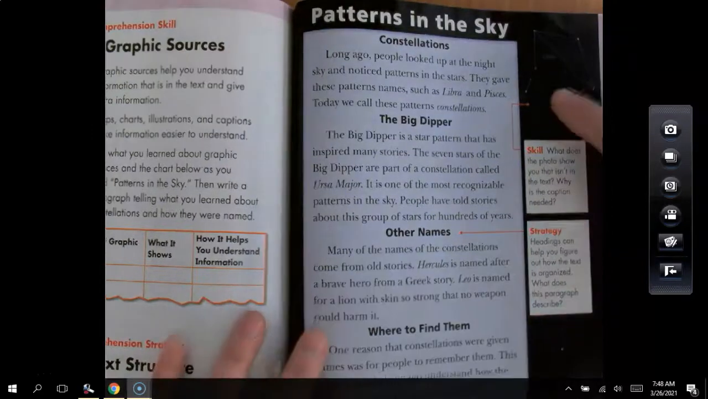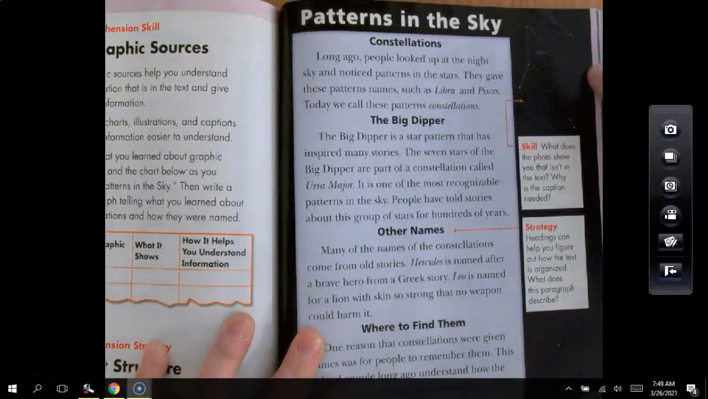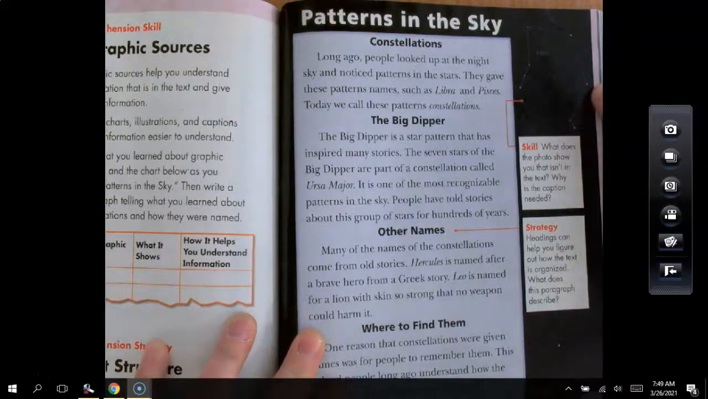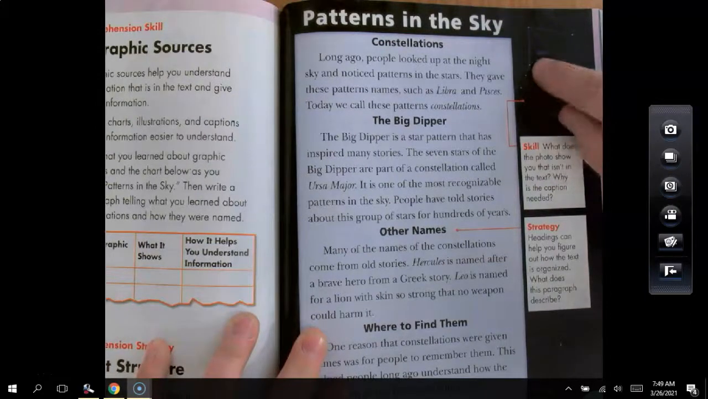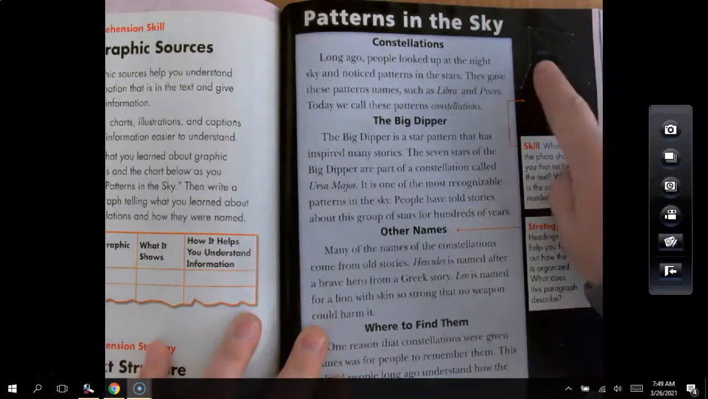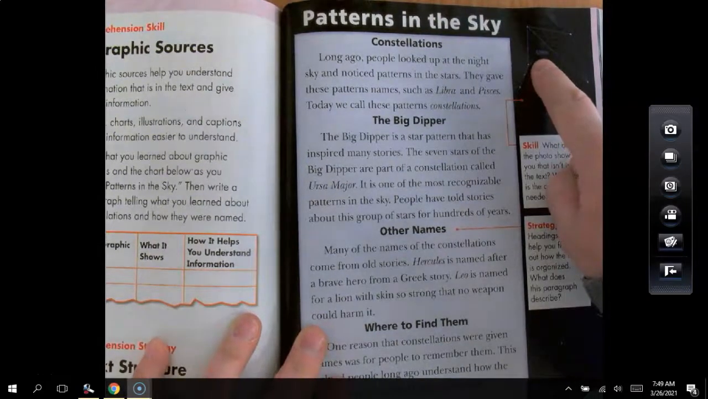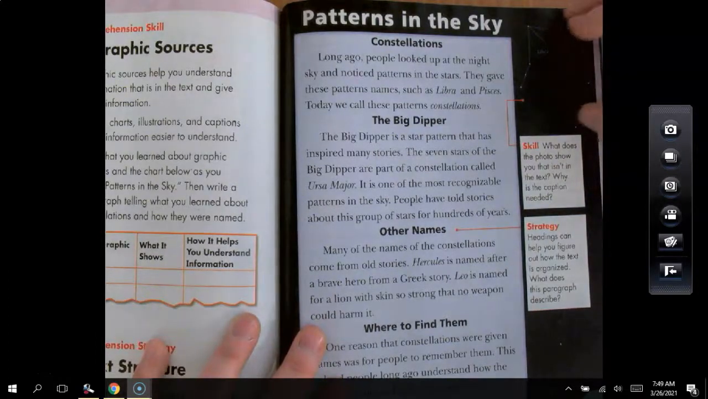Okay, if you look over here, it's very, very lightly, but you can see a constellation, okay? So like these would be the stars, the brighter dots are the stars, and then what they do is they connect them, okay? And this constellation is called Libra. So that's a constellation. Right here it says the name Libra, okay? Think about that graphic source. I just pointed out a graphic source for you.